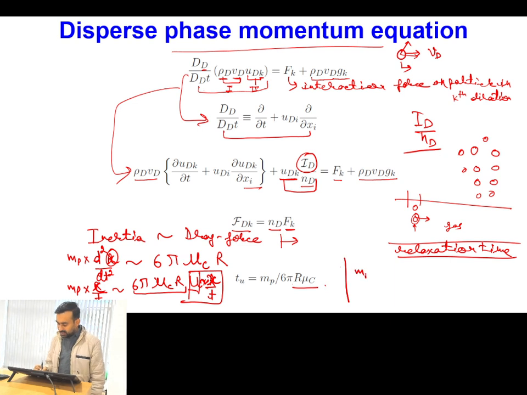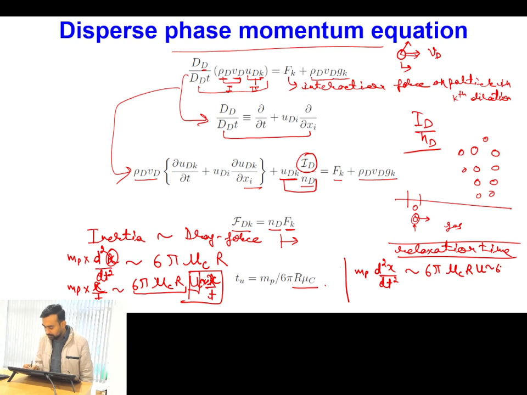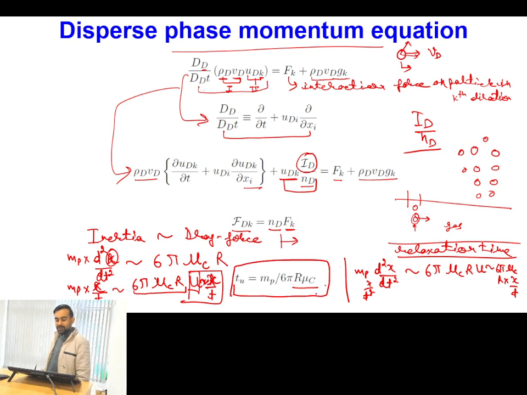It's very simple. m p into position vector, say x, so d square x by dt square is of the order of 6 pi mu c r into u. Now this u can be written in terms of position vector by time, and the left side can be written in terms of position vector by time square. From here different terms will cancel out, and ultimately I will get my relaxation time as m p divided by 6 pi r mu c. Is this point clear?